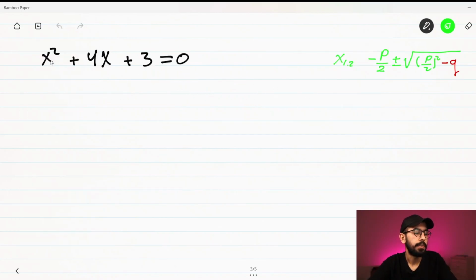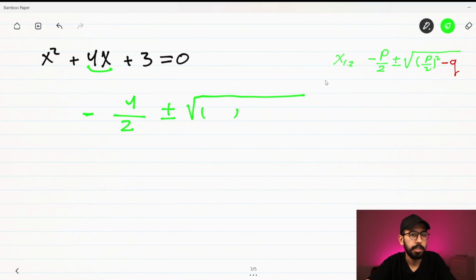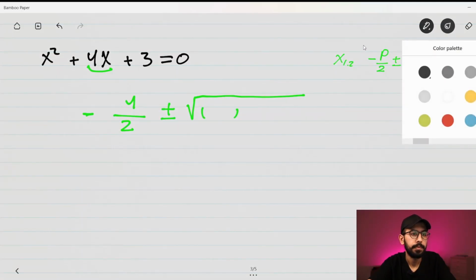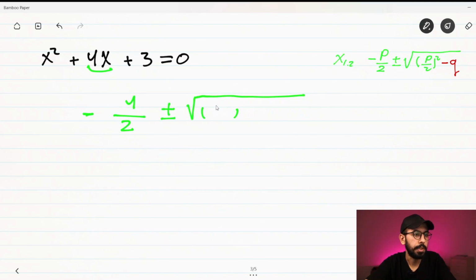So we have x squared plus 4x plus 3 equals 0. We need to use the PQ formula: minus P over 2, where our P is 4, plus or minus our root, then we open the brackets, our P is 4 over 2, squared, minus our Q, which is the 3 here.